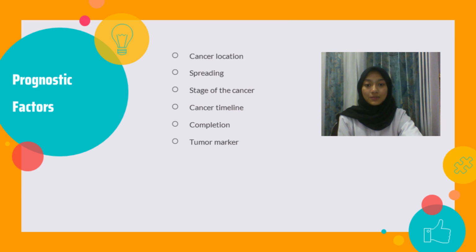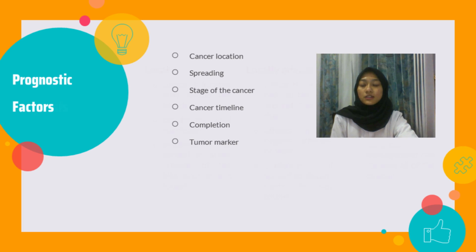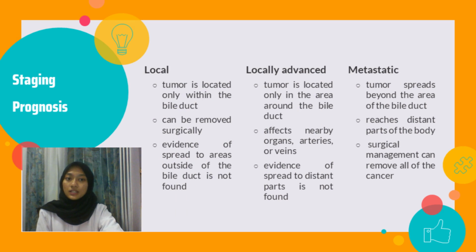Here, I'm going to explain the prognosis and complications of cholangiocarcinoma. The prognosis that patients have after being diagnosed depends upon many factors, such as cancer location, spreading, stage of the cancer, timeline, complications, and the last one is tumor marker. Generally, the dismal prognosis of cholangiocarcinoma owes to its silent clinical character, difficulties in early diagnosis, and limited therapeutic approach. However, staging systems can guide stratification and provide prognostic information.